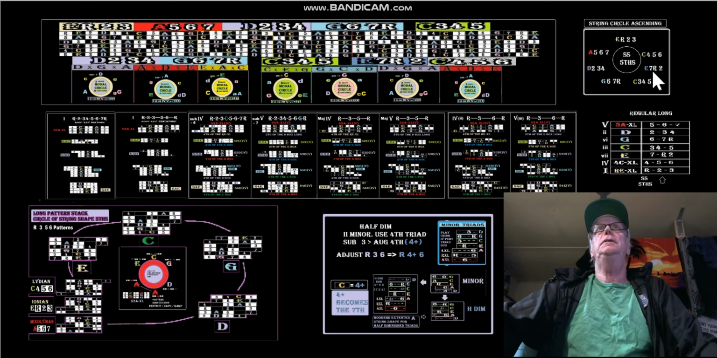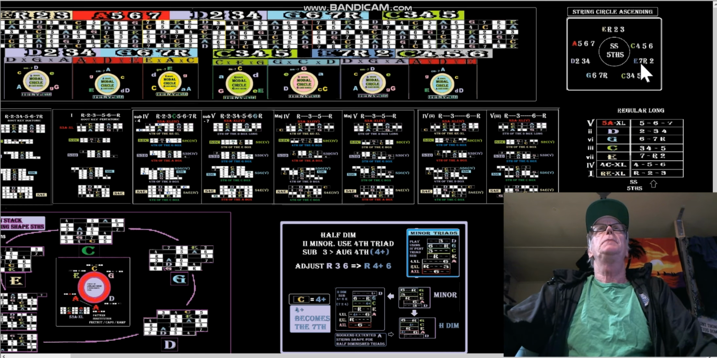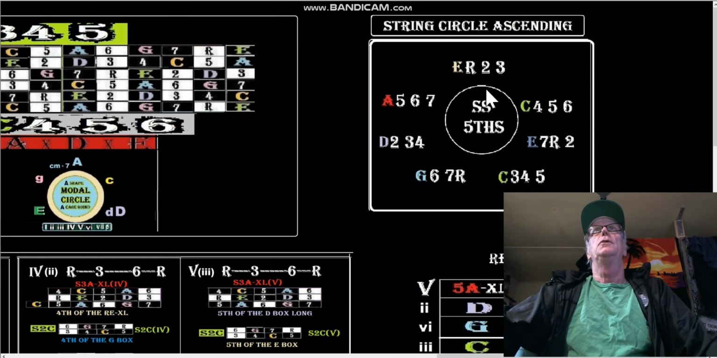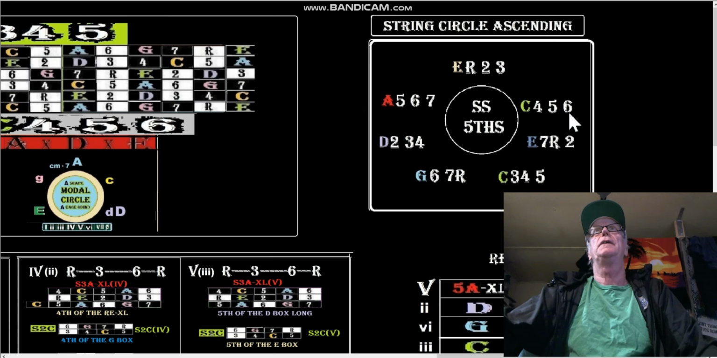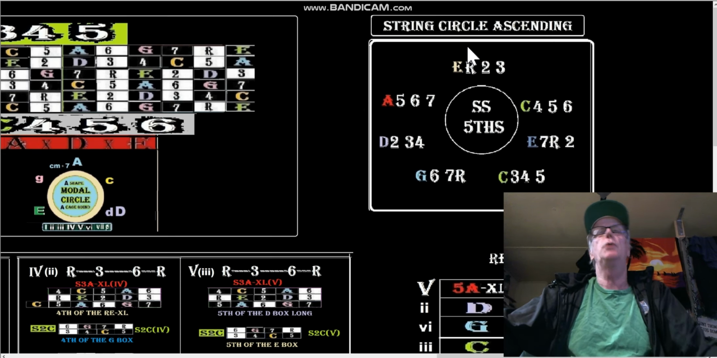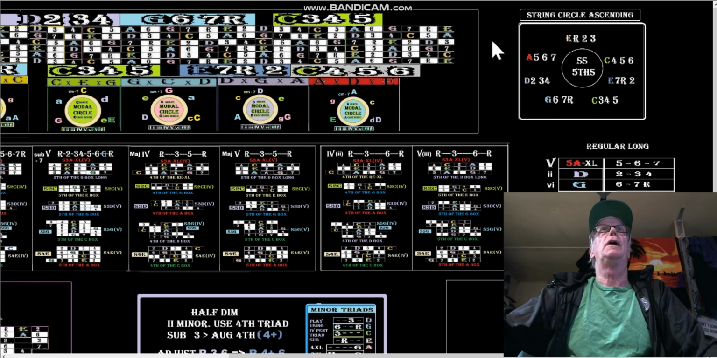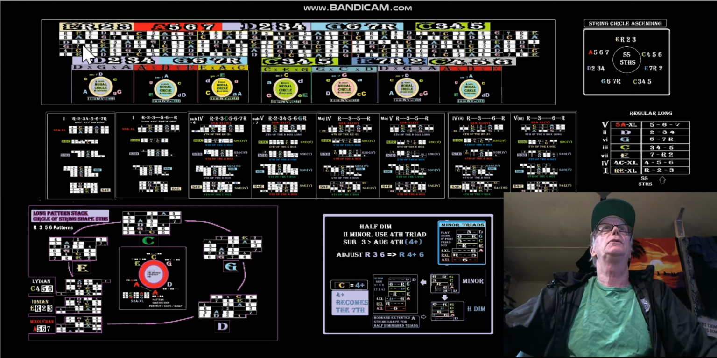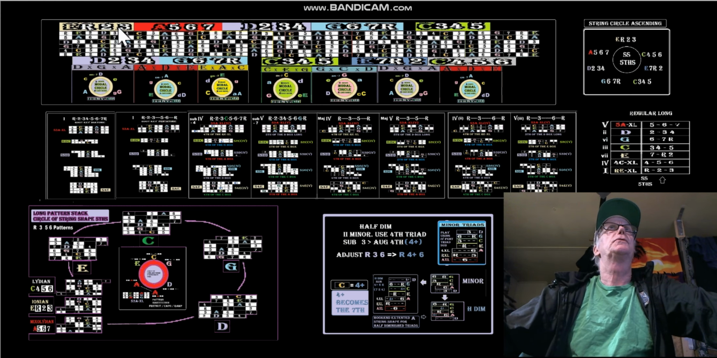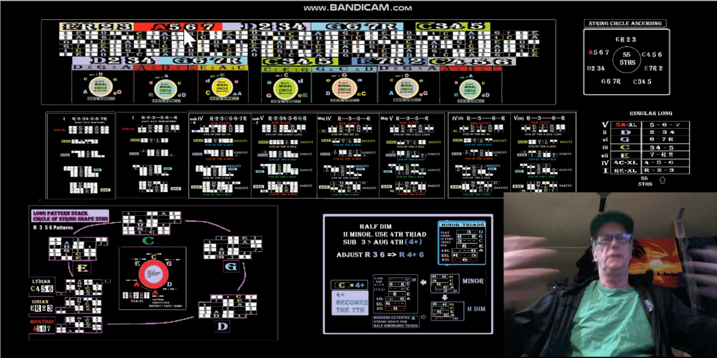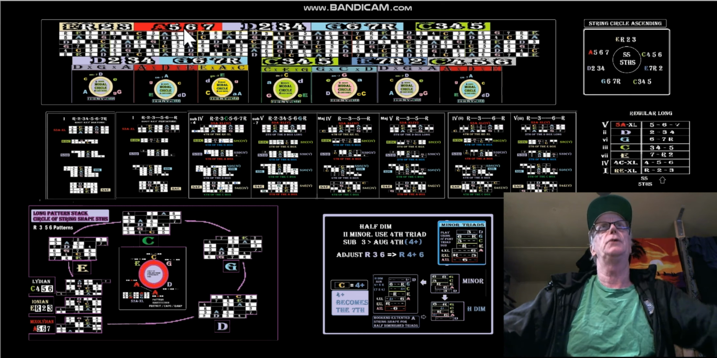So what we're going to be looking at is the new framework up here. We've got E root 2 3, C 4 5 6, E 7 root 2, C 3 4 5, G 6 7 root, D 2 3 4, A 5 6 7. These are the 7 modal cages. But the framework I'm talking about is 1-4-5. So here are your modal cages. Up here's root 2 3 4, and then D 2 3 4, A 5 6 7, and they're sharing notes like that.